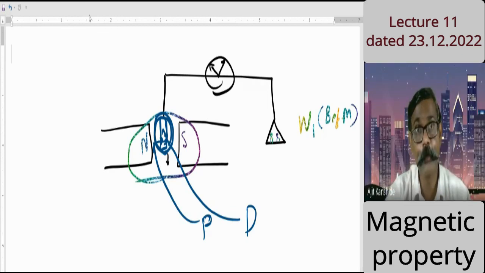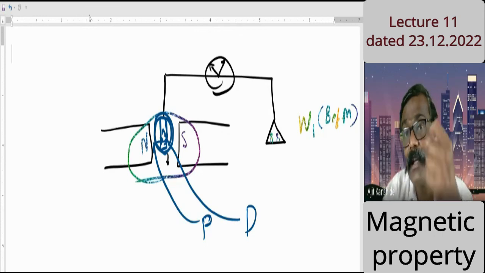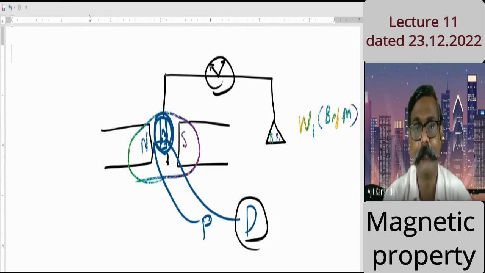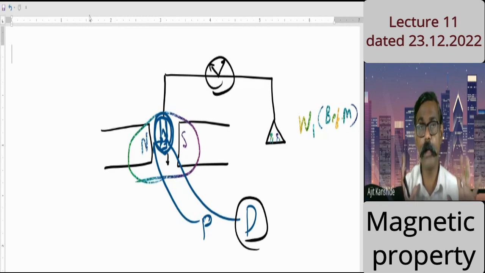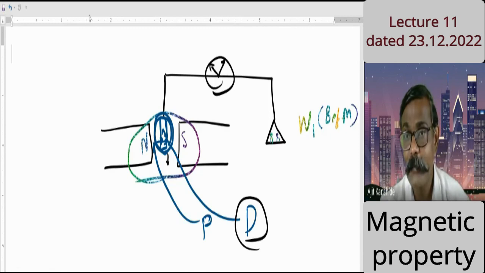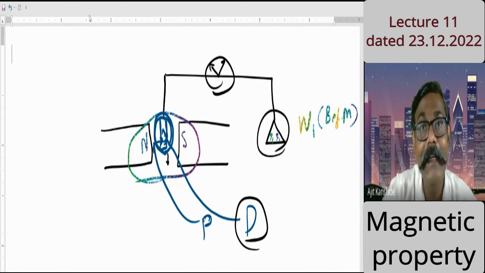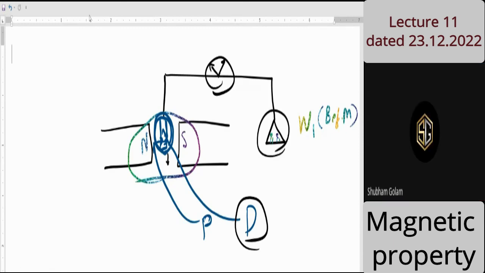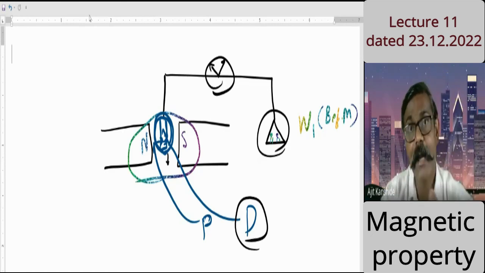Increase. Somebody is pulling, no? Increase. But suppose there is a repulsion. This compound is diamagnetic. So to that capillary, to that tube, somebody is pushing up. Then what will this balance understand? Will the weight decrease or increase? Decrease. The weight will decrease. There we can conclude whether the compound is paramagnetic or diamagnetic.